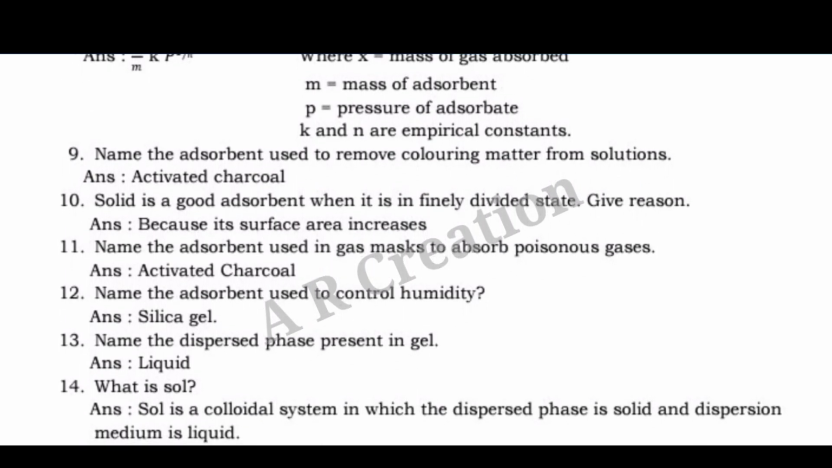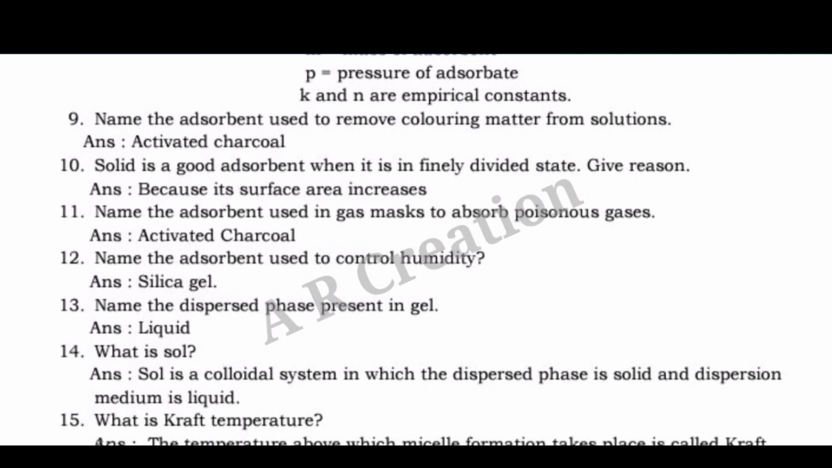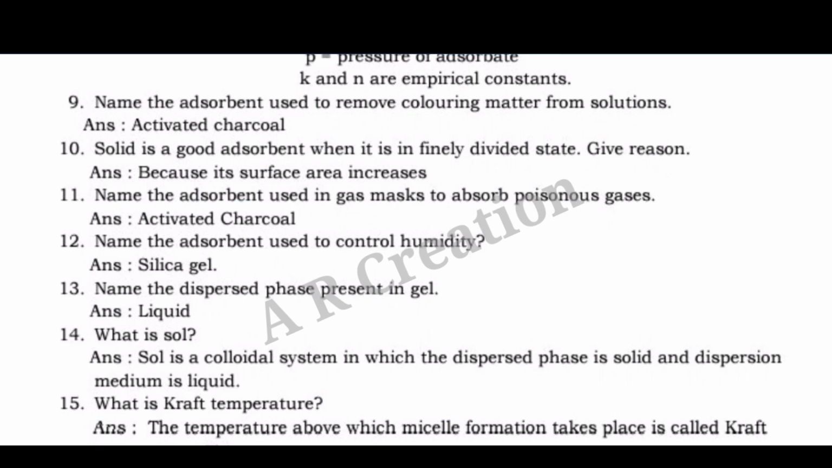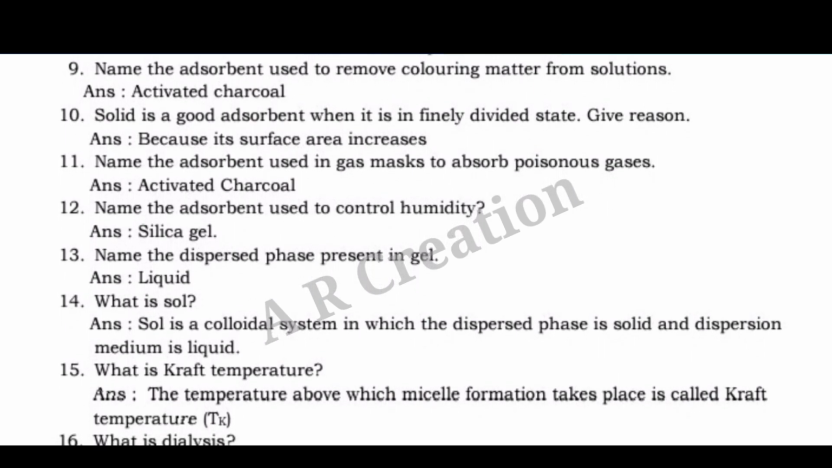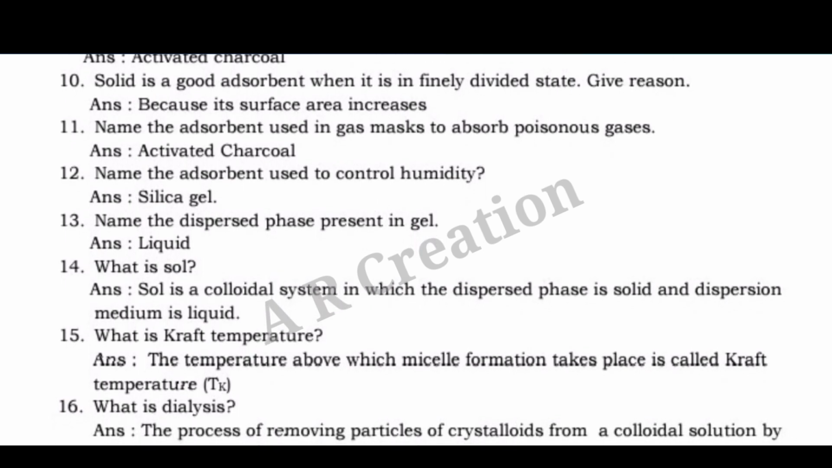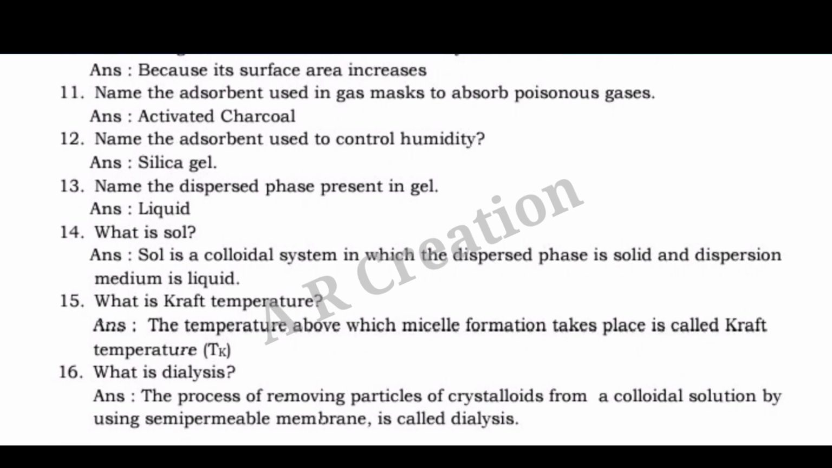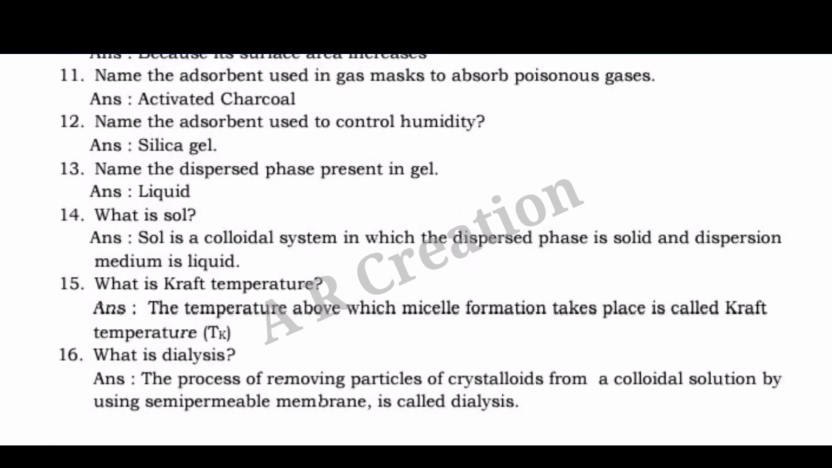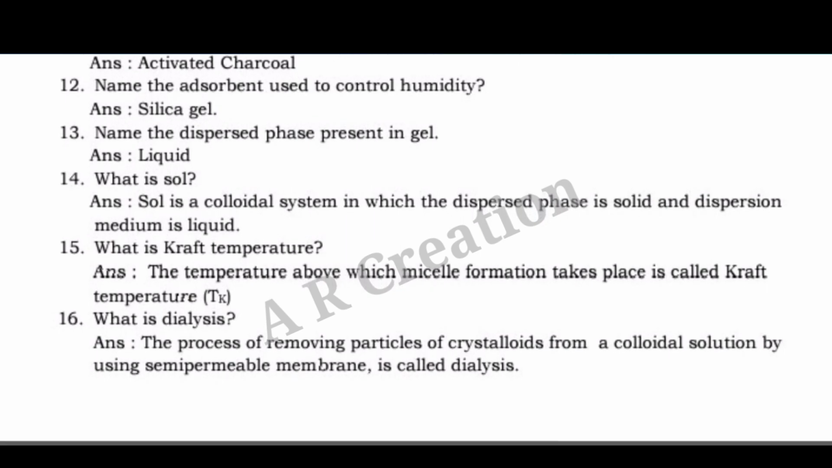Question 11. Name the adsorbent used in gas masks to adsorb poisonous gases. Answer. Activated charcoal. Question 12. Name the adsorbent used to control humidity. Answer. Silica gel. Question 13. Name the dispersed phase present in gel. Answer. Liquid. Question 14. What is sol? Answer. Sol is a colloidal system in which the dispersed phase is solid and dispersion medium is liquid.